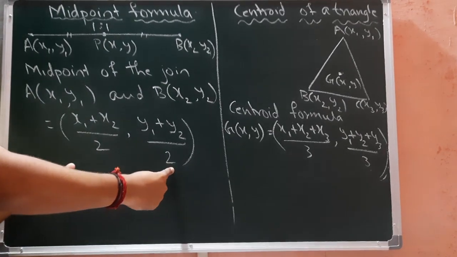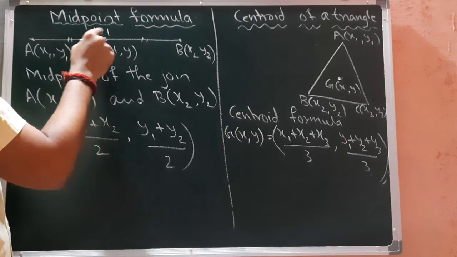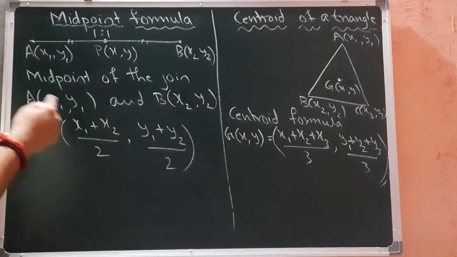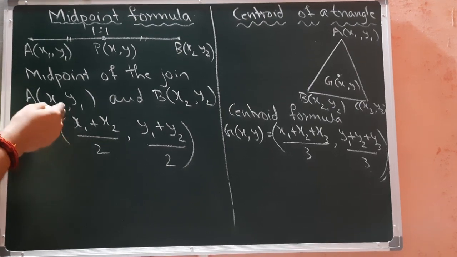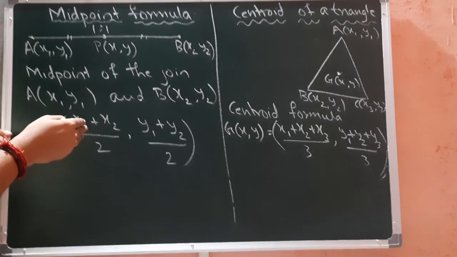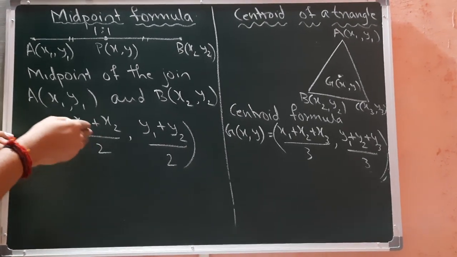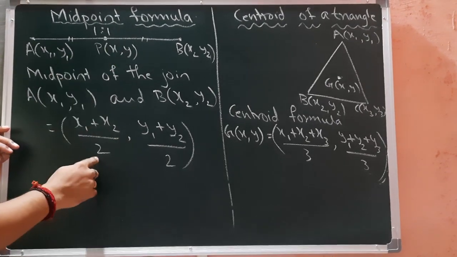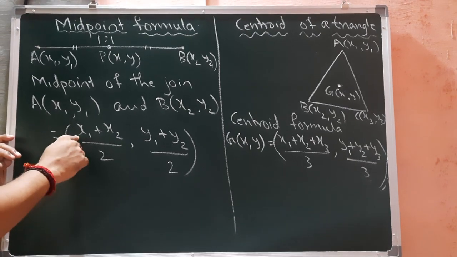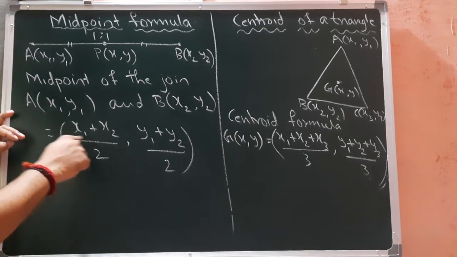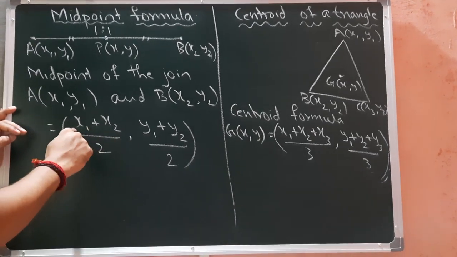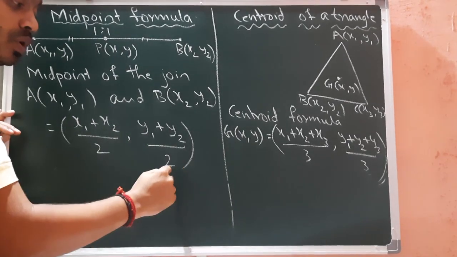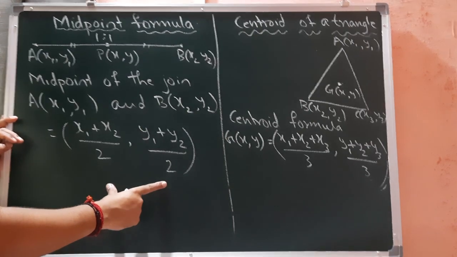It is just like your section formula. Here the ratio is 1:1. The ratio formula is (m1 into x2 plus m2 into x1) upon (m1 plus m2). Here m1 is 1 and m2 is also 1, so m1 plus m2 is 1 plus 1, that's 2. Here 1 into x1 plus 1 into x2, so you get x1 plus x2 upon 2. In the same way, y1 plus y2 upon 2. So this is the midpoint formula.